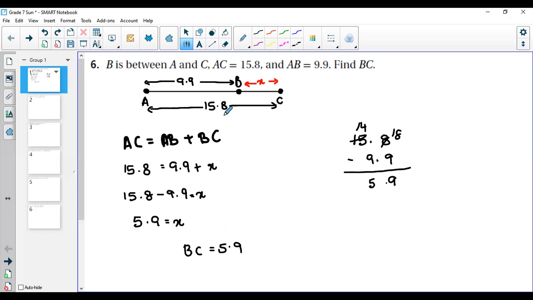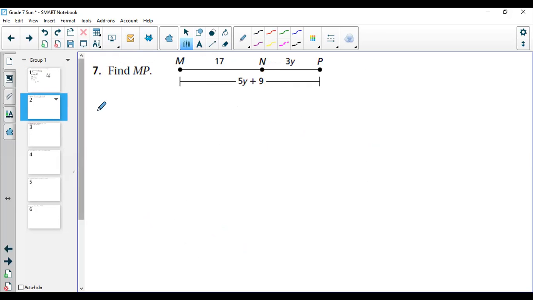Easy, right? Once you draw the picture, your brain will try to understand the picture and you can start solving it. Let's go to question number 7. Find MP. It's always better to do it by yourself. So you can pause the video here, do it, and then check the answer with the explanation. It will be a great step if you try to do it alone. I would rather continue the video, but you can pause and do it and then check it.